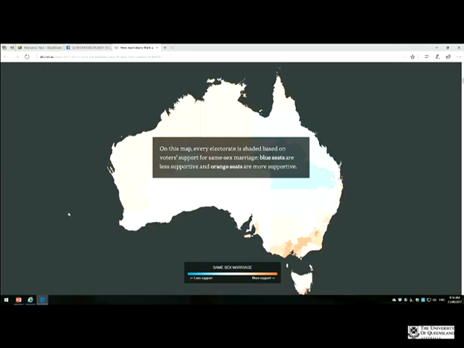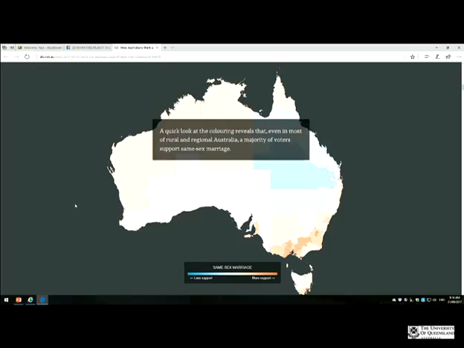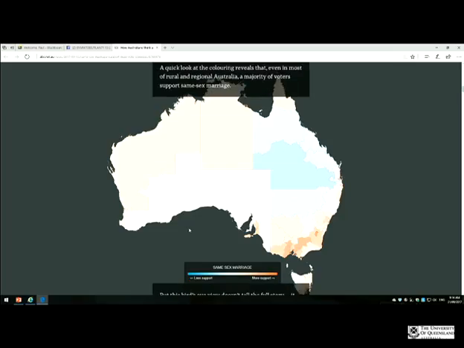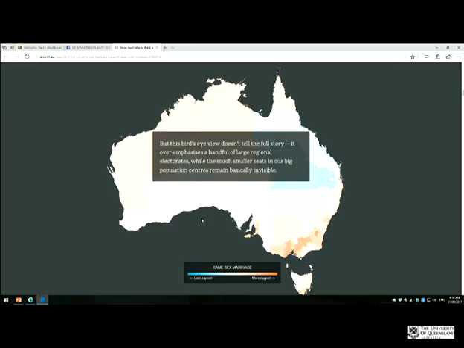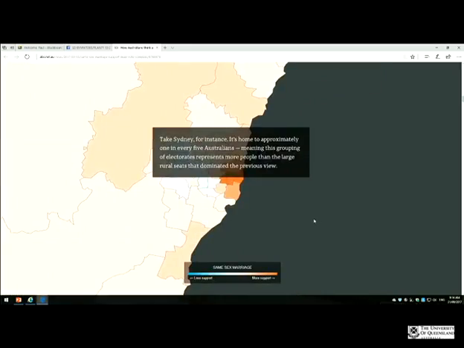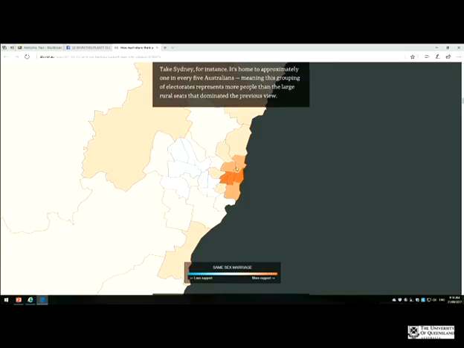So it tells you about how that works, that the darker blue are less supportive of change, and the darker orange are more supportive of change. But then they start with the bird's eye view, and then they get people to look in a bit closer. So they bring you in to Sydney, and they show how in the inner city you have stronger support, and then that drops as you head out from the inner city.